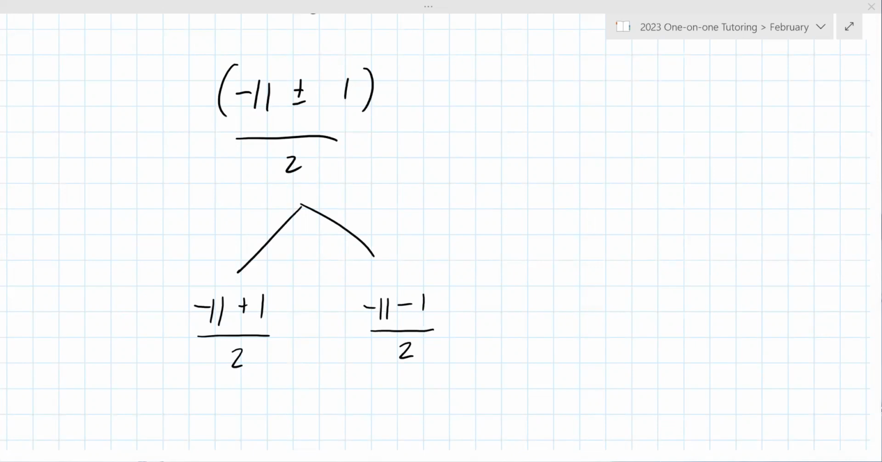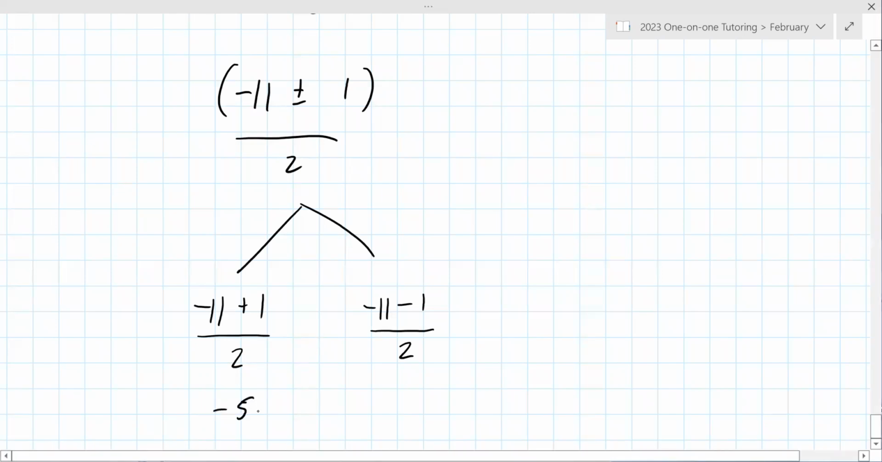Okay. And then you add 11. You're just simplifying. So you're combining the top, minus 11 plus 1, then you divide it by 2. Okay, so negative 10 over 2, negative 5. And then you do negative 12 divided by 2, which is negative 6. Yep. Okay.